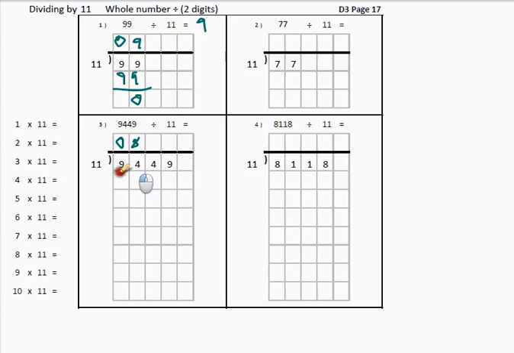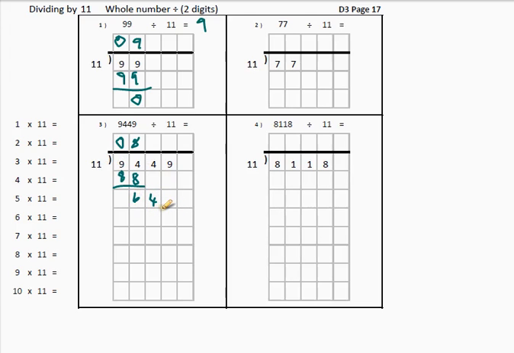8 times 11, 88. And we are going to take away to get the remainder. Now we cannot take 8 from 4, so we have to borrow. We get a 8 there, and then we have a 14 here. 14 take away 8 is 6. And then 8 take away 8 is nothing. So my remainder there is 6. And I bring down the 4.